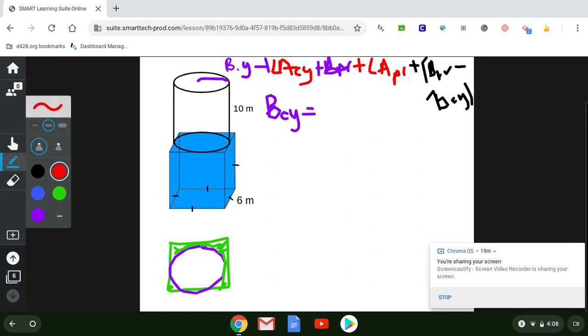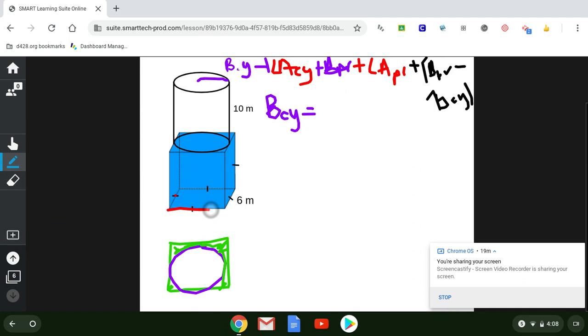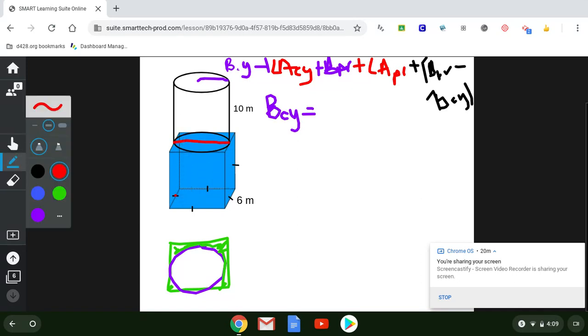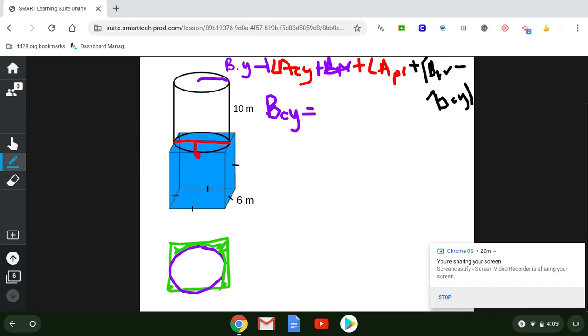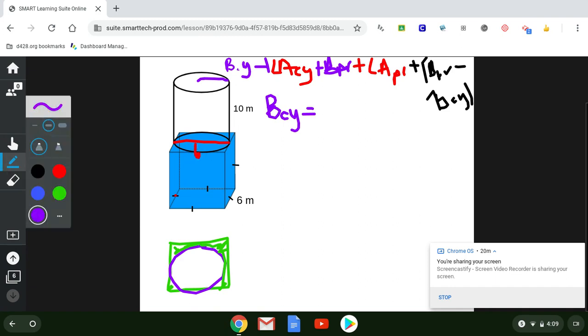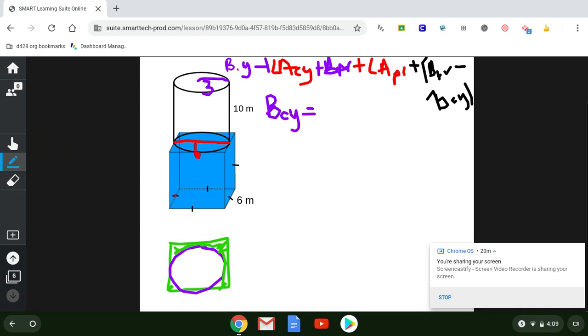So this length here is 6. And if I were to move it, it's 6 still inside here. So when I move it up across here, it is still 6. So that makes the diameter 6, which then makes the radius 3.